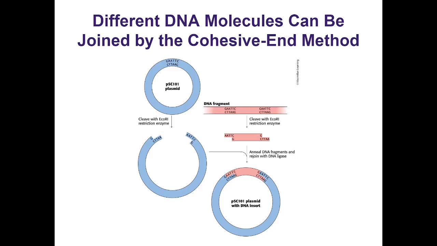This is the overall graphic for it. So again, different DNA molecules can be joined by the cohesive end method. So right here we have a pSC101 plasmid. Remember, this is the accessory DNA in E. coli usually. This is then cleaved with EcoRI restriction enzyme. And we end up with sticky ends here. See that? They're sticky because you can make the hydrogen bonding and the hydrophobic interactions, right? So you have a little bit of energy for inserting it, okay? Without the sticky ends, it's like trying to glue really smooth surfaces together.